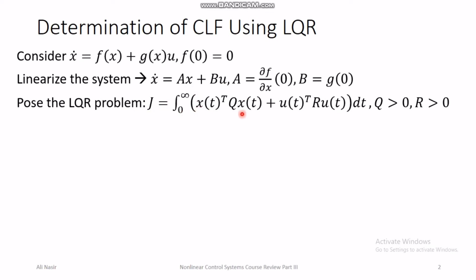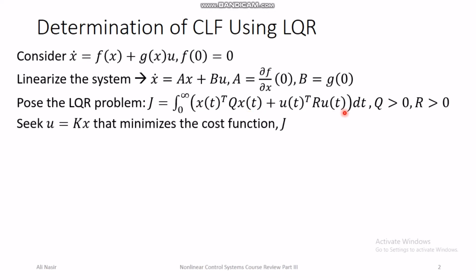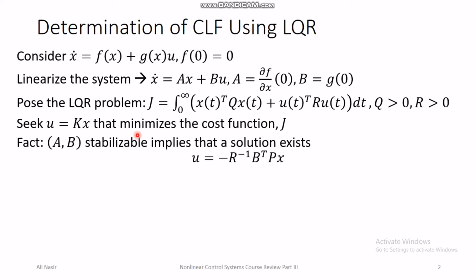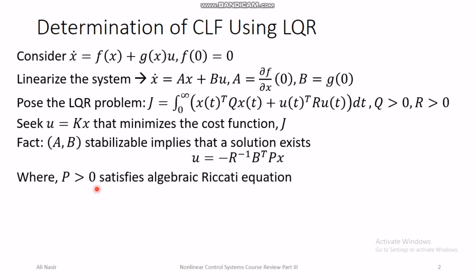Then you pose the LQR problem on this LTI system, where you define the cost function x transpose Qx plus u transpose Ru in the usual manner, where Q and R are positive definite matrices, and we seek to design a control u equal to minus Kx that minimizes this cost function. And for that, if (A, B) is stabilizable, then there is a known fact that u is given by minus R inverse B transpose Px, where P is the positive definite symmetric solution of the Riccati equation, which is given like this.